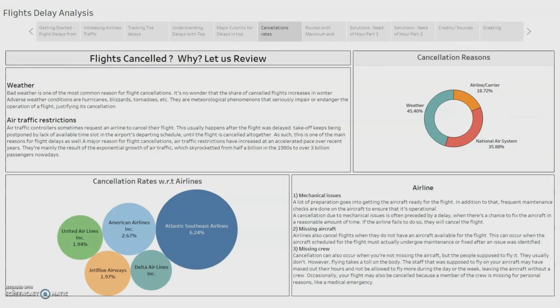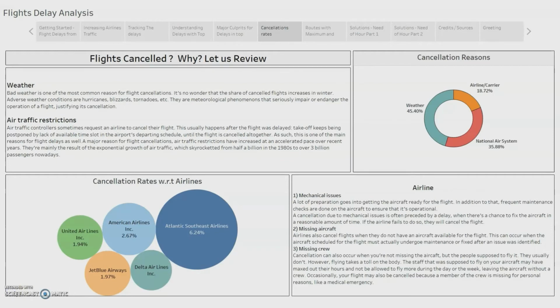The next big reason for cancellation is the national air system. The reason for this kind of cancellation could be the continued delay of flights because there is too much air traffic. The third major reason for cancellation is the airline. The airline cancellation could be because of mechanical issues, missing aircraft, or missing crew.